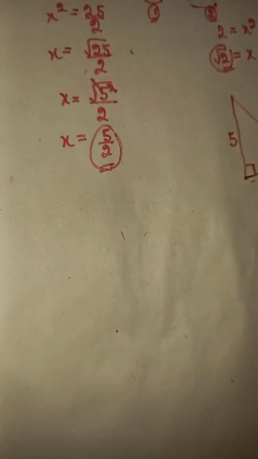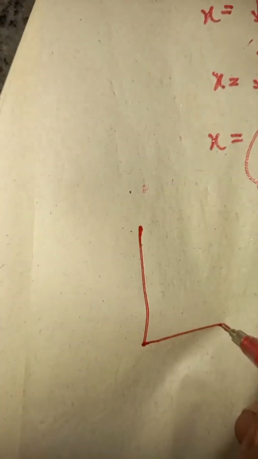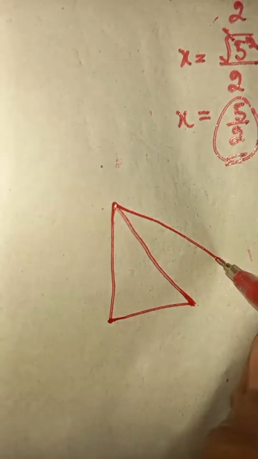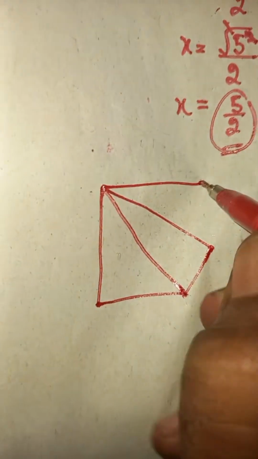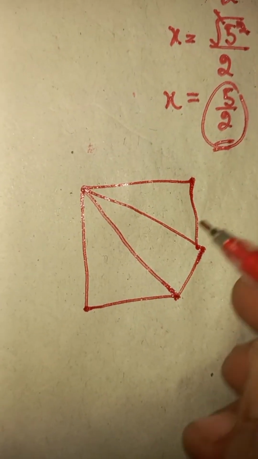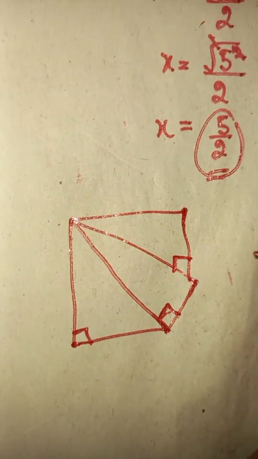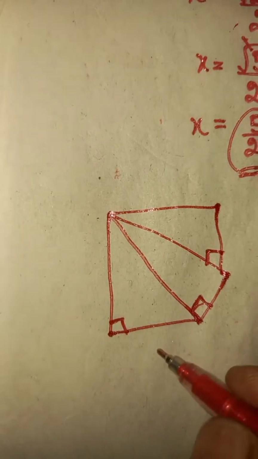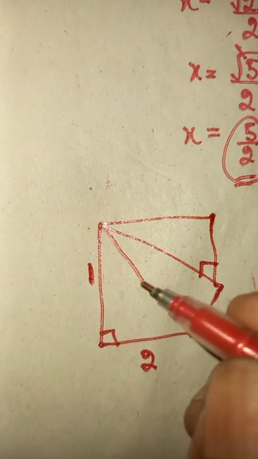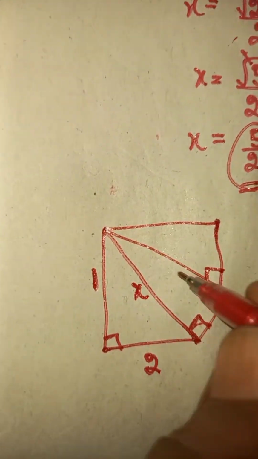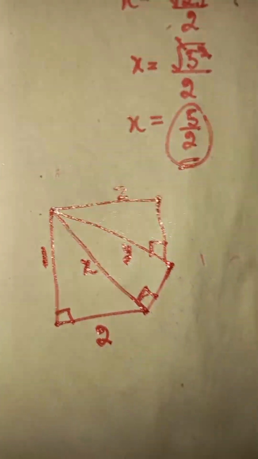In the same way, they have given one more problem. Here in this problem, they give one triangle, another triangle, and another right angled triangle. This is the first, this is the second right angled, and this is the third right angled. Here they have given 2 units, here they have given 1 unit. You need to find x, y, z, each one of them.